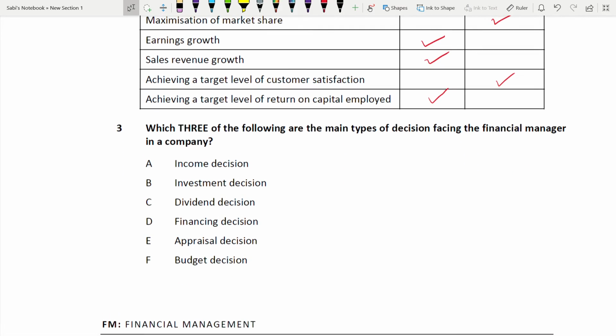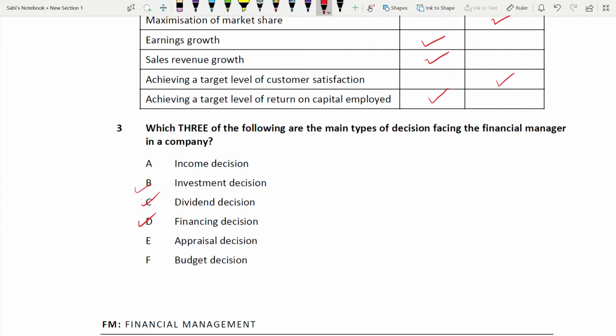Which 3 of the following are the main types of decision facing the finance? We know what are the 3. Investing, dividend, financing. So the answer is B, C, and D. Let's see the ones that are out. Why are the others out? Investment income decision. We have never talked about income decision, right? Appraisal decision, no. Budget decision, no. Even though they are decisions, they are not the main types.